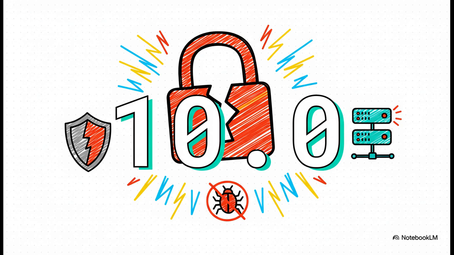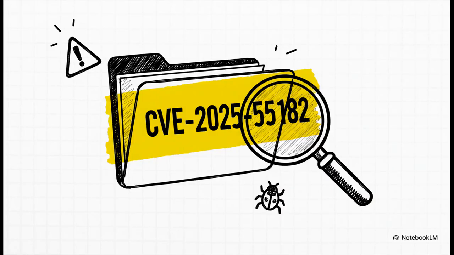And here's the official name for it, CVE-2025-5582. Look, when you see a designation like this pop up for a library that's probably in half your projects, it's really time to just stop what you're doing and listen up.